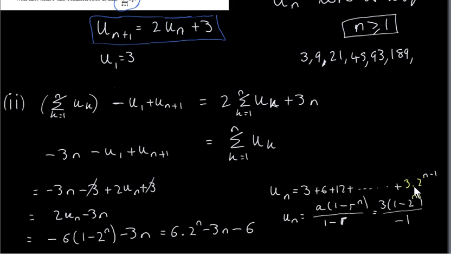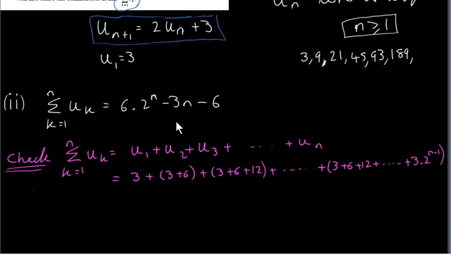And we have n terms. Simplifying this, we get 3 over minus 1, which is minus 3. So we have minus 3 into 1 minus 2 to the power of n. We plug it in here for un. We have 2 times minus 3, which is minus 6, into 1 minus 2 to the n. Then we have a minus 3n. I've multiplied minus 6 into this. Minus 6 by minus 2 to the n is plus 6 times 2 to the power of n. I've written the minus 3n term down next, and then minus 6.